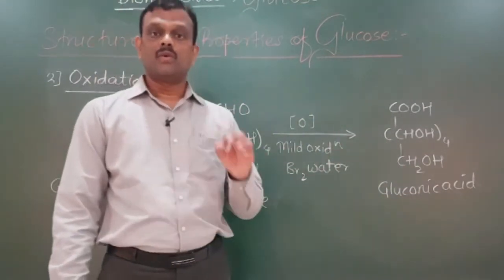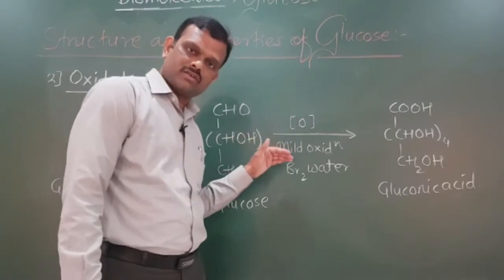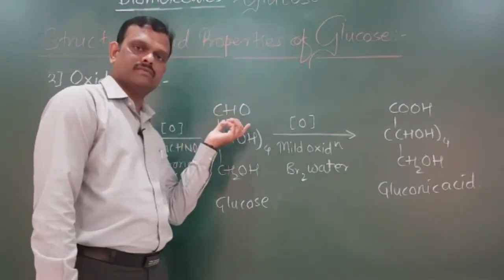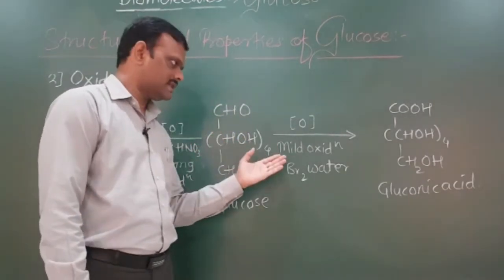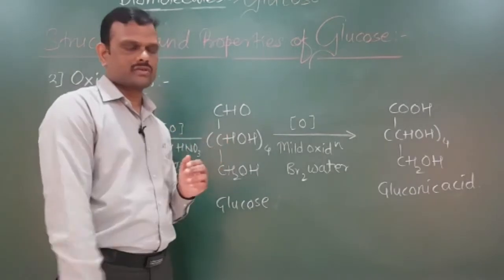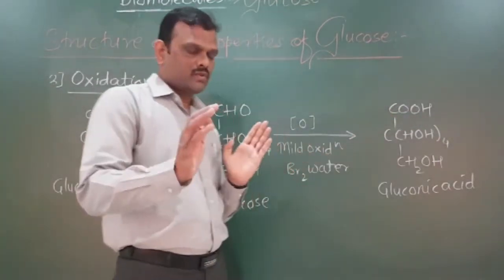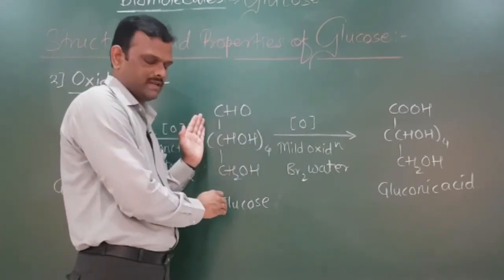That means monocarboxylic acid is formed on mild oxidation, which proves that there is a presence of aldehyde group, because aldehyde group is most sensitive to oxidation. It readily undergoes oxidation and easily forms the carboxylic group. That proves that there is one aldehydic group present in the glucose molecule.